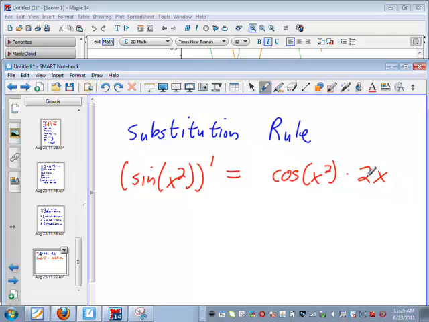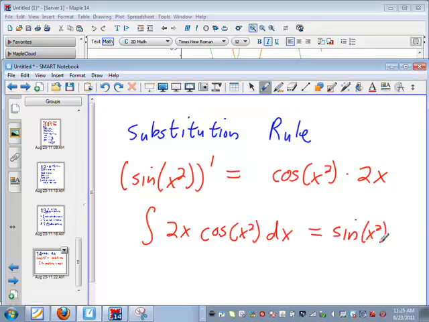Is that okay? Who remembers that? Fantastic. The antiderivative of 2x cosine of x squared dx is trivial then, right? That's the sine of x squared plus a constant. So this antiderivative rule goes with this derivative rule. What we're going to have to do is reverse the chain rule. The substitution rule requires us to reverse the chain rule.